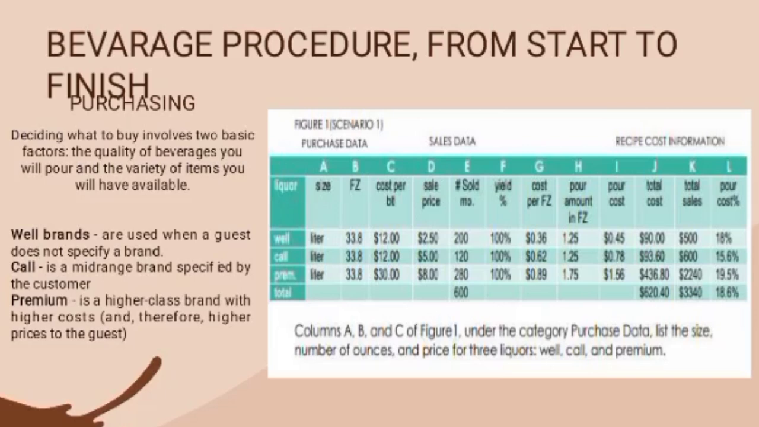Well brands are used when a guest does not specify a brand. In purchasing, well-known brands often play a crucial role because they are associated with reliability, quality, and customer trust. Call is a mid-range brand specified by the customer. In purchasing, a call typically refers to contacting suppliers or vendors to inquire about products, prices, availability, and delivery items.